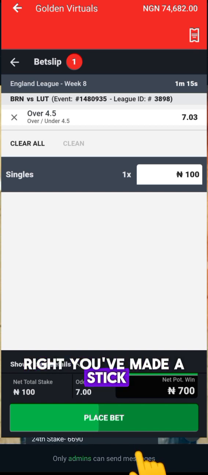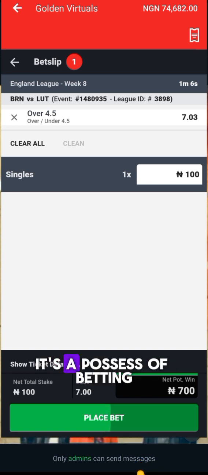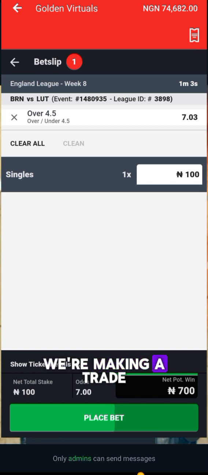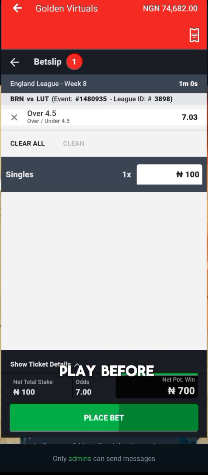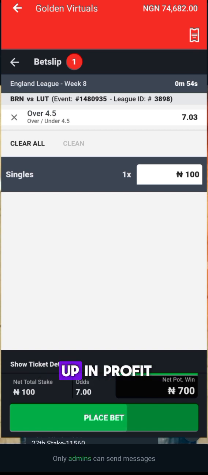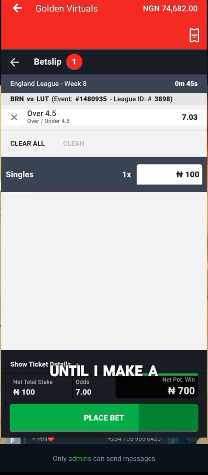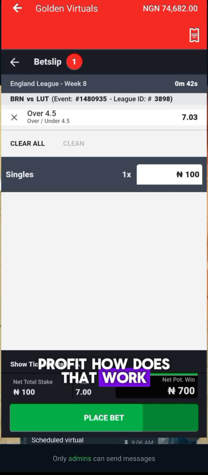You've made a stake, and the next thing you do is to watch your stake. And someone will call this betting. Well, it's a process of betting, but it's not, in the sense that we are making a trade actually. For each game we play, we follow strategies and signals that make sure that we end up in profit. So I'm not here to come and play one game. No, I'm here to place multiple stakes until I make a profit. How does that work? Let me show you.